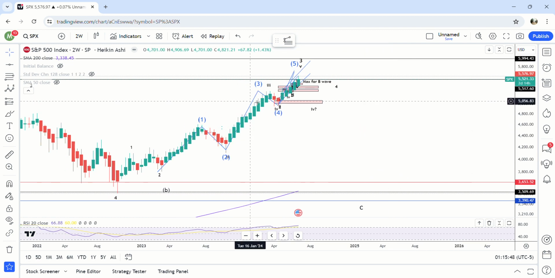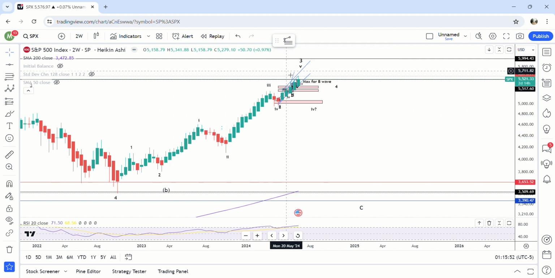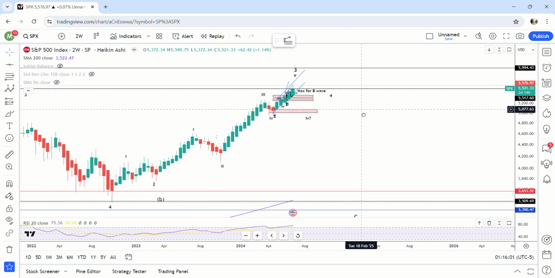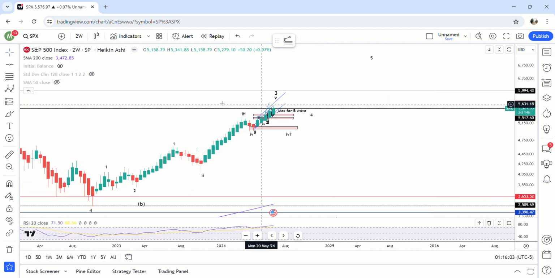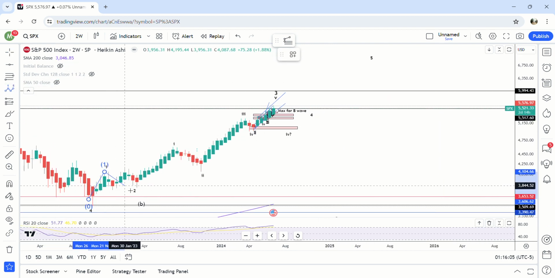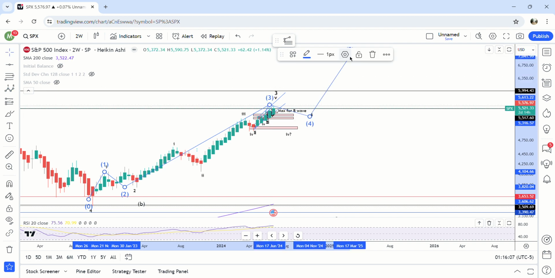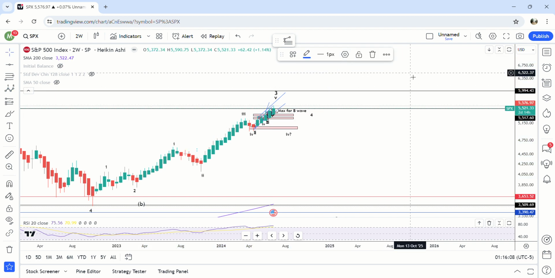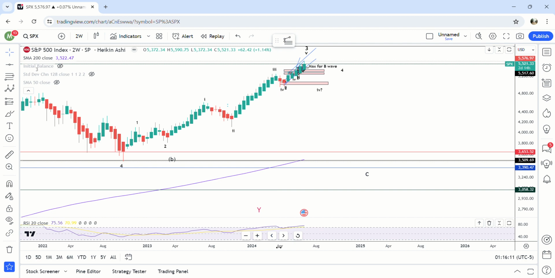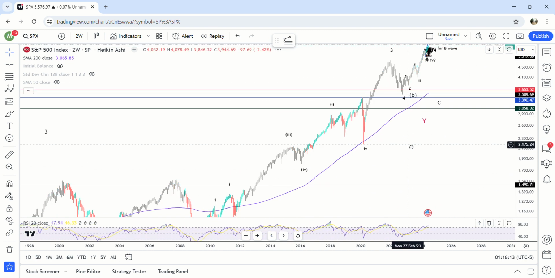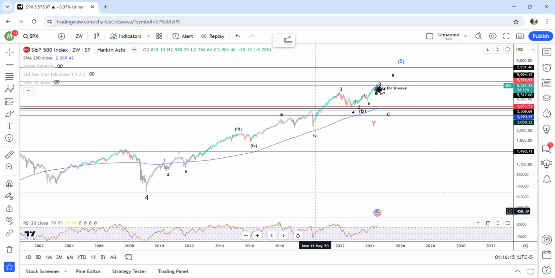So overall, where do I see us in the chart? I see us at the very end stages of this overall third wave of the final wave higher. I'm looking for a fourth wave pullback, and then that's going to be buy the dip again, and we don't know how high the fifth wave is going to go. I suspect maybe 7,000, but we'll see. So that's kind of how I broke it down.